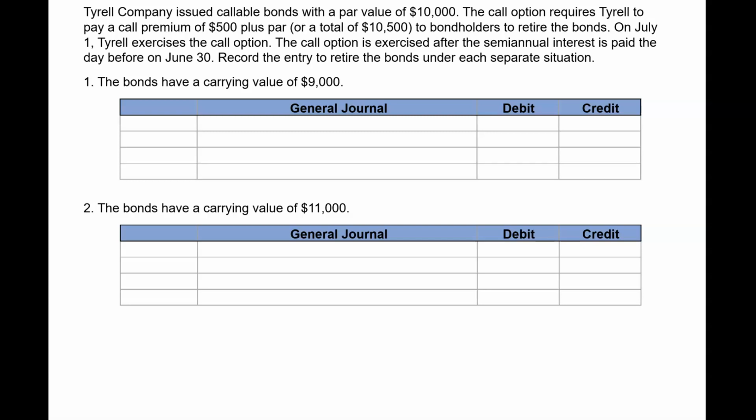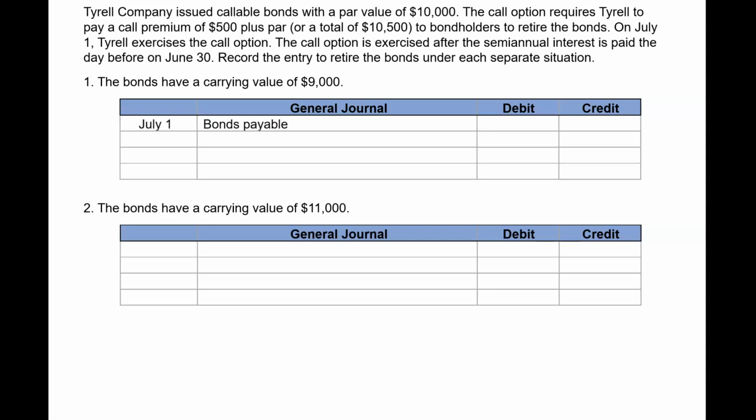We're going to look at two situations. We're going to look at if the bonds had a carrying value of $9,000, and then we're going to look at if the bonds had a carrying value of $11,000. So you can see if one has a discount and one has a premium.